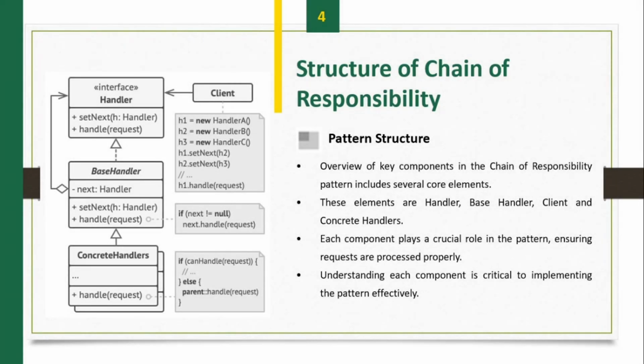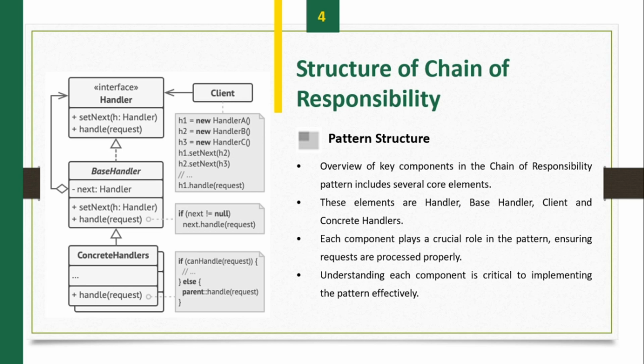Structure of chain of responsibility. The chain of responsibility pattern consists of several core components: handler, base handler, client, and concrete handlers. Each component plays a crucial role in the pattern, ensuring requests are processed properly. Understanding each component is critical to implement the pattern effectively.